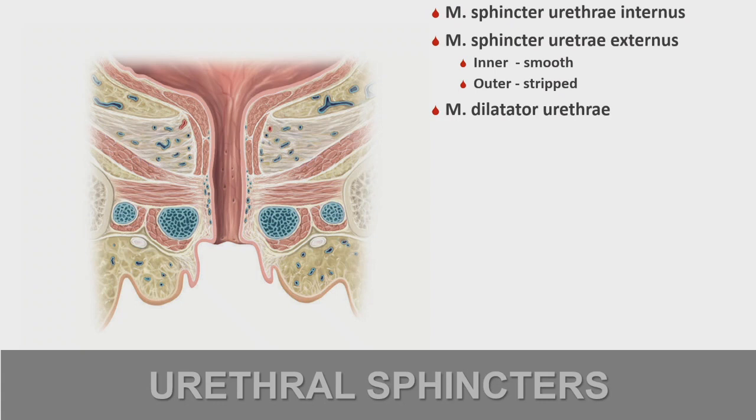Sphincters in a woman: we have the sphincter urethrae internus. It's a continuation of the sphincter vesicae urinariae, and this is smooth. And then we have the externus, and the externus has 2 layers. The inner is smooth, so it is not voluntarily contracted. And with your mind, you could control the outer striped layer.